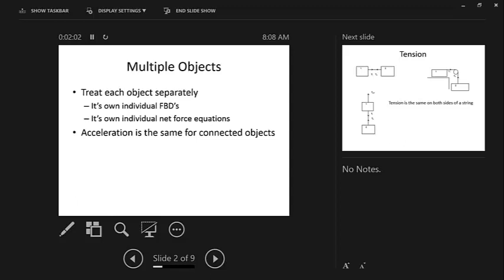All right, so first thing, guys, you're gonna have multiple objects here, okay? You're gonna have multiple objects. You need to treat each object separately. Each object has its own individual free body diagram and its own individual net force equation.